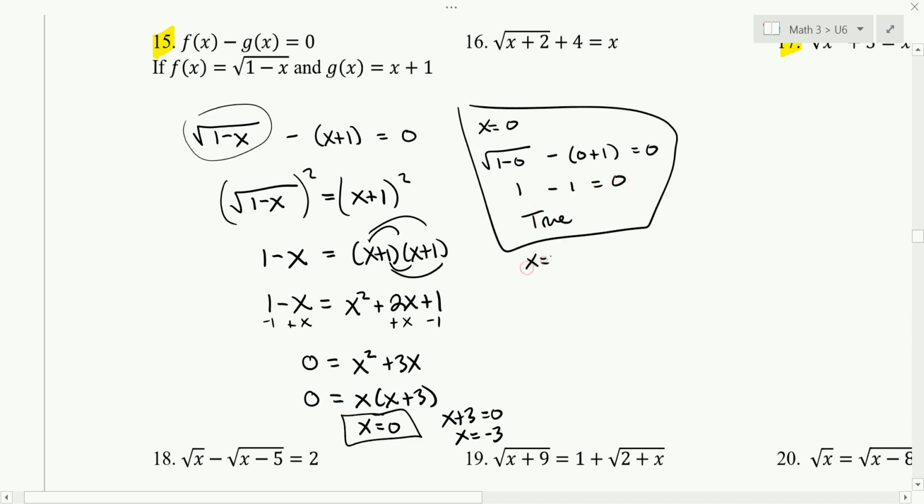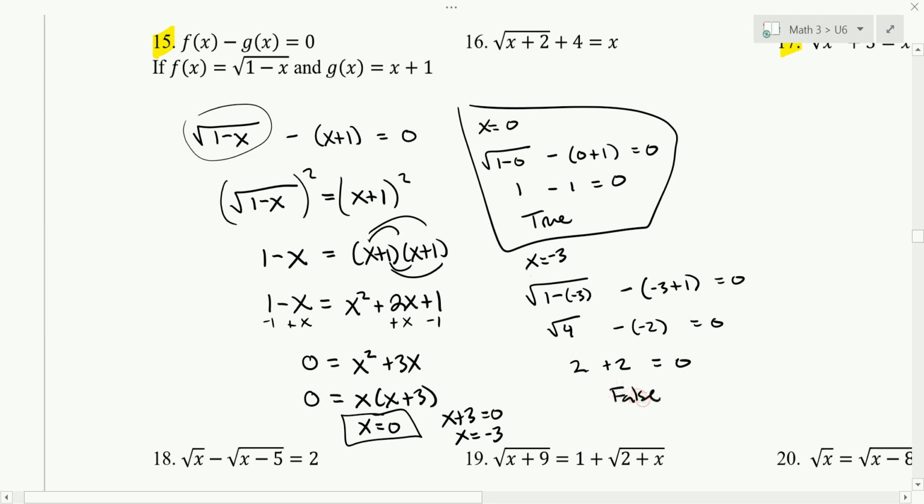If x equals negative 3, we would get the square root of 1 minus negative 3 minus negative 3 plus 1 equals 0. And that would be the square root of 4 minus negative 2 equals 0. Or 2 plus 2 equals 0, which is false. So we throw that one out and got one answer.